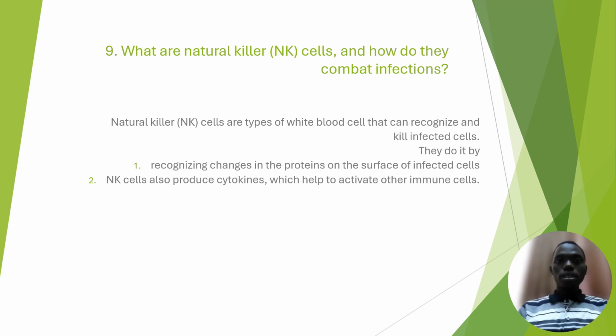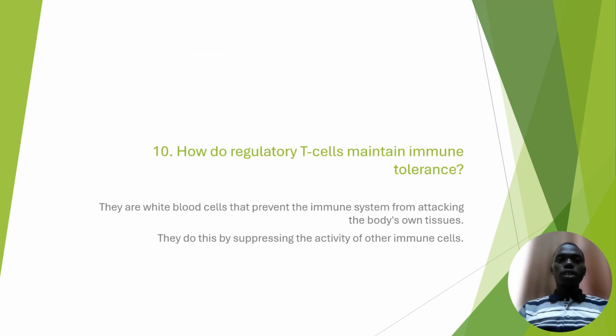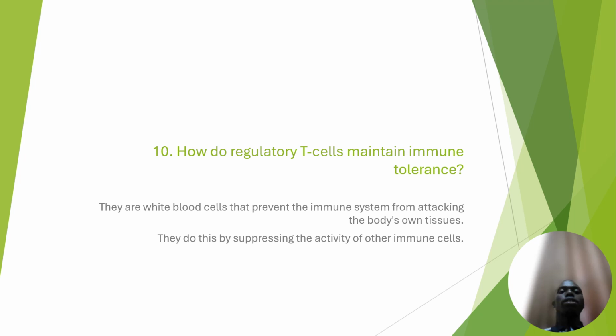The 10th question was asking, how do regulatory T cells maintain immune tolerance? These regulatory T cells are immune cells, or white blood cells, that prevent the immune system from attacking its own tissues. They suppress the activity of other immune cells. It means they control the activities of the other immune cells.